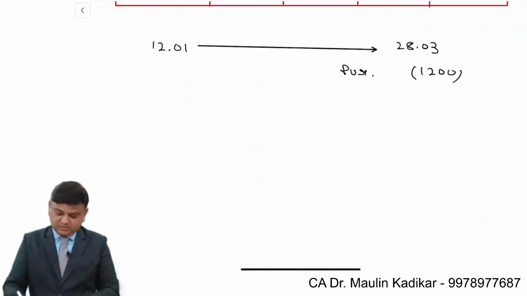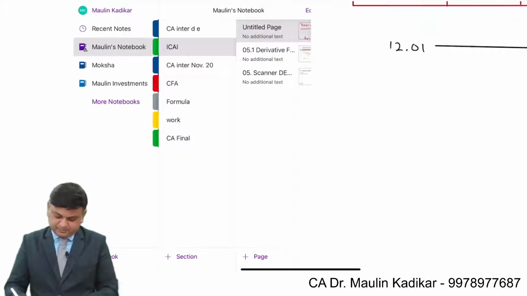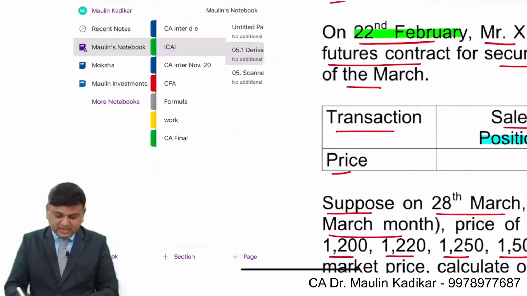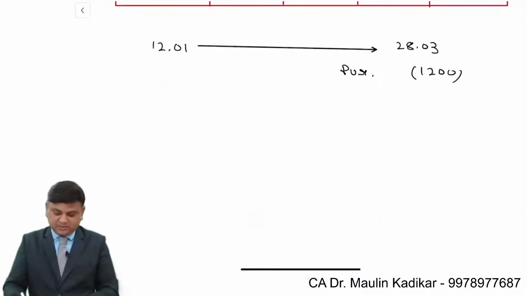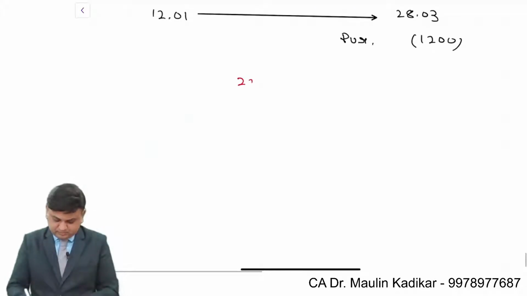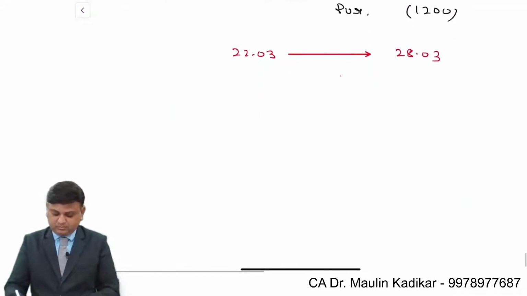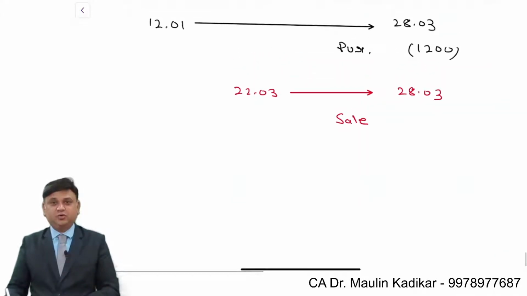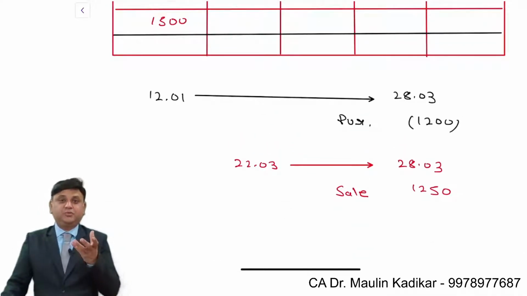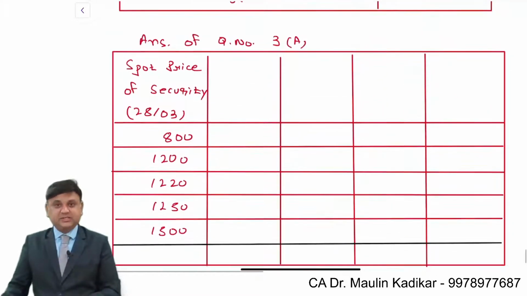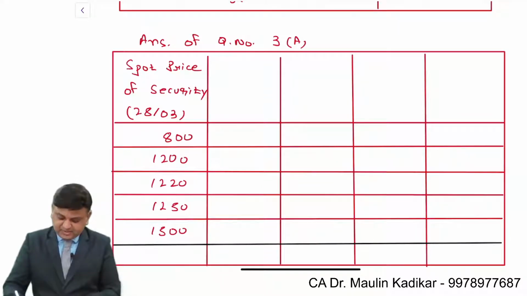Information is given to us later on that on 22nd of February, again, a transaction is entered upon to sell the security. A transaction is entered upon to sell the security on 28th of March. The price at which you are going to sell the security is 1250. The question says that you are required to compute the overall profit or loss. That is the question. So we can answer this question by two methods. This is method number one.